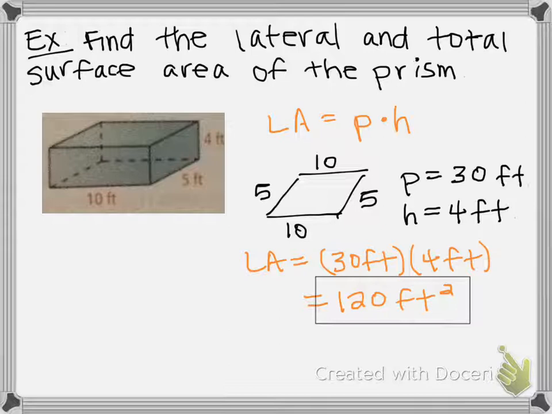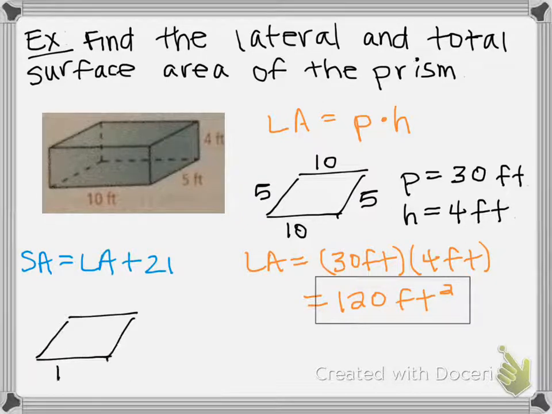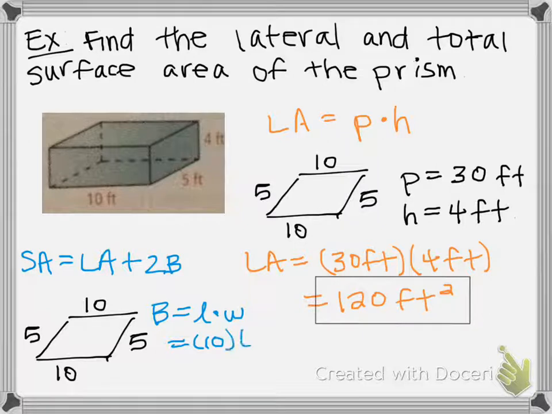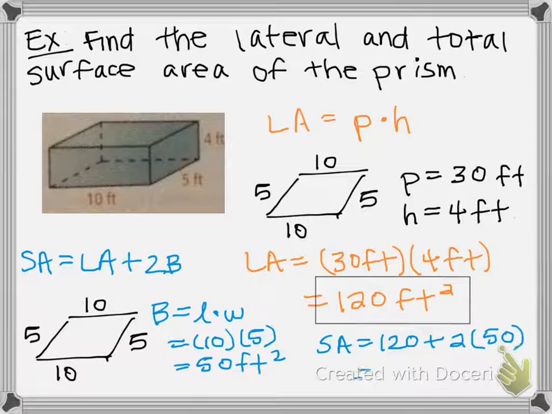Alright, so now the next part of the question, finding surface area. My total surface area would be my lateral area plus the area of 2 bases. So here again is my base. And if I want to find the area of the base, what's a rectangle? That's length times width, which would be 10 times 5. So my area of the base is 50 feet squared. I have to add that on to the 120 feet I already found from my lateral area. So total, I have a total surface area of 220 feet squared. And that would be the end of that problem.